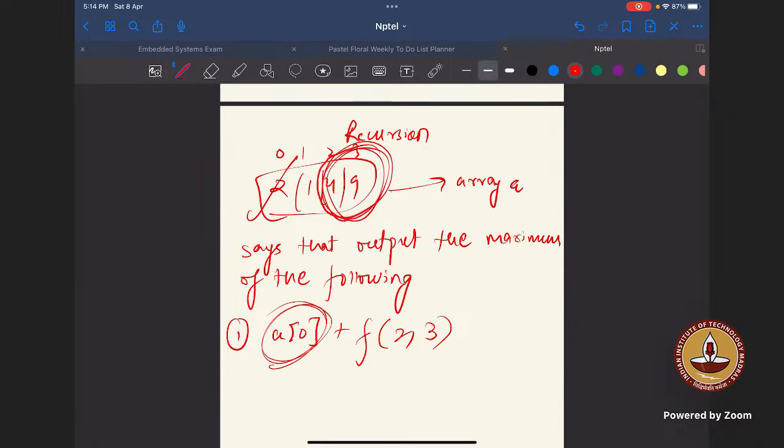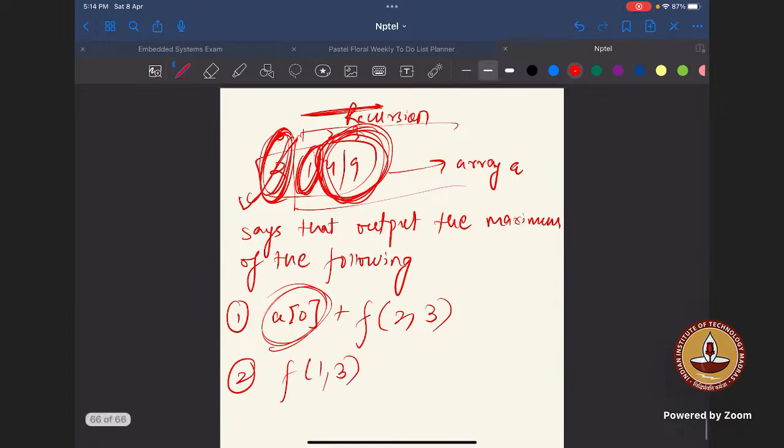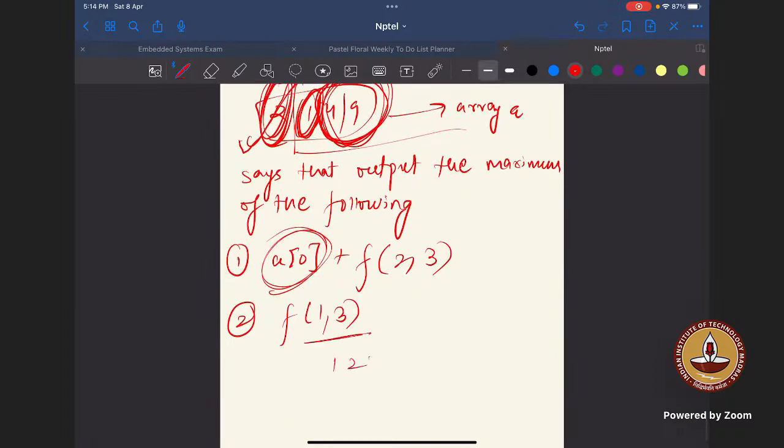Why haven't we called the recursion on this array? Because we have picked 2. We cannot pick the first element, right? That is why we call the recursion on 2, 3. The second option could be to not pick 2 and call the recursion on 1, 2, 3. Call the recursion on 1, 3. Okay, so 1, 3 is the array 1, 2, 3. Okay. So output the maximum of this.